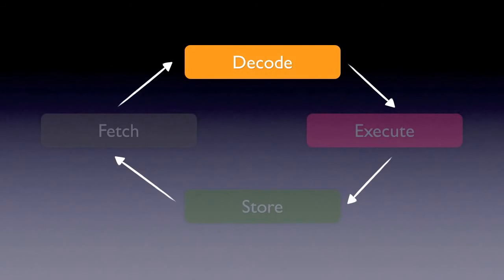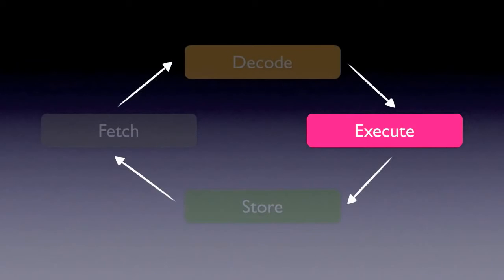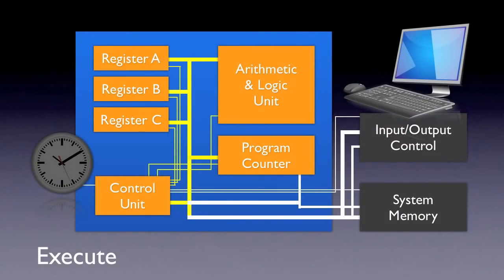Next, the decode process. This step involves only the control unit. The unit is responsible for decoding or understanding the instruction, figuring out how best to perform the operation requested in the running program. The execute process. The control unit sends special control signals to different parts of the processor to coordinate its activities, instructing the arithmetic logic unit to perform calculations and the registers to save the results. It also instructs the program counter to increment by 1, ready for the next fetch-execute cycle.